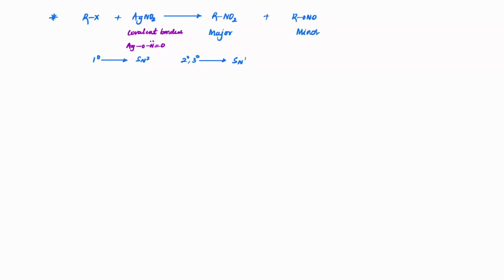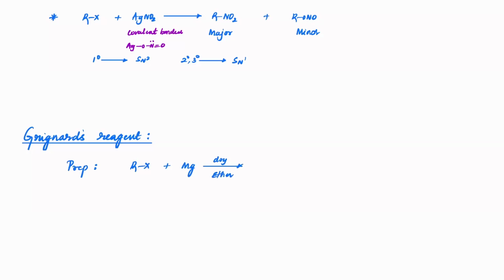Now the next reaction we need to learn is about Grignard's reagent. Okay, so see, this is about Grignard's reagent. Clear? Preparation-wise, Grignard's reagent is simple. You take any alkyl halide, react with magnesium in the presence of dry ether, and you will get RMgX.